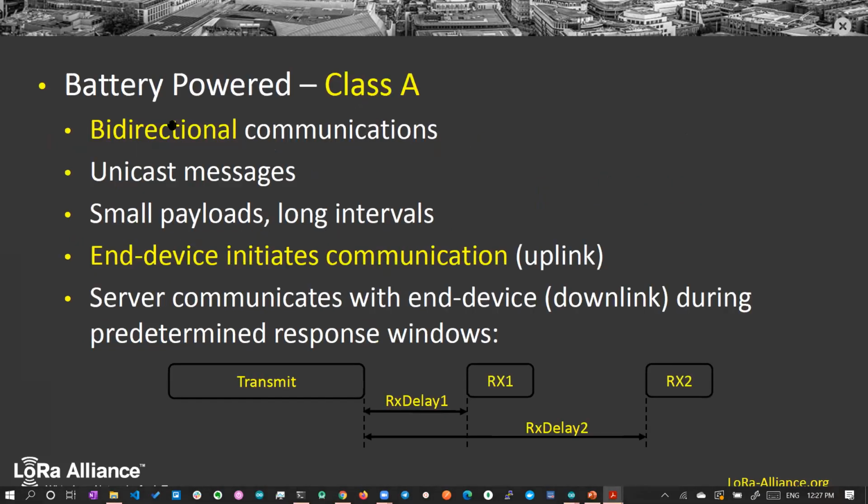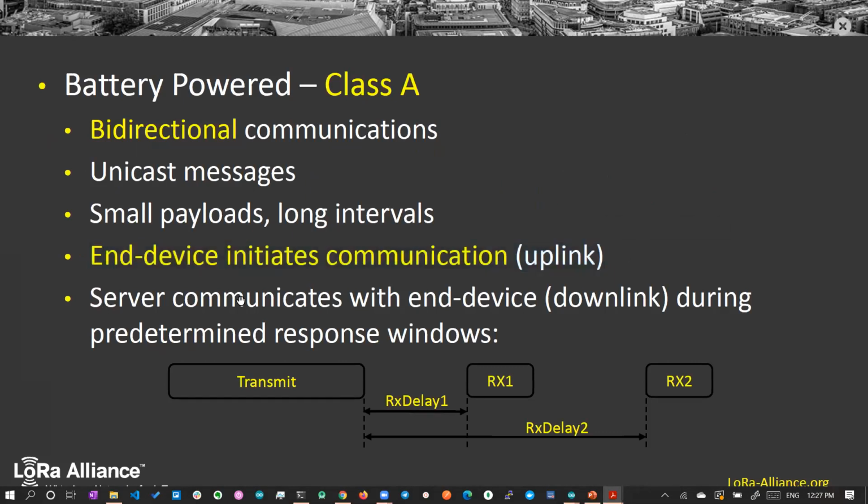In class A, you can see bidirectional communication, but unicast messages, small payloads, long intervals. For every 1 hour, you will be sending one uplink data. So the end device initiates the communication. You can see in class A, only the end device initiates the uplink, not the gateway.